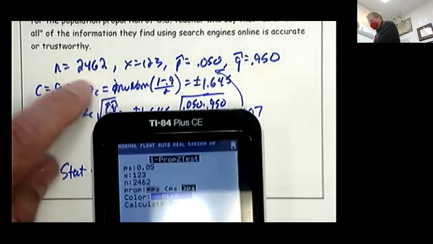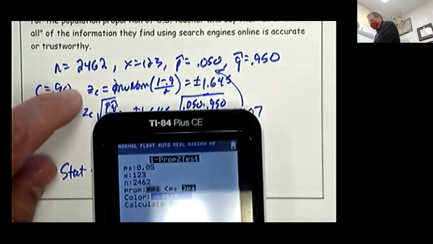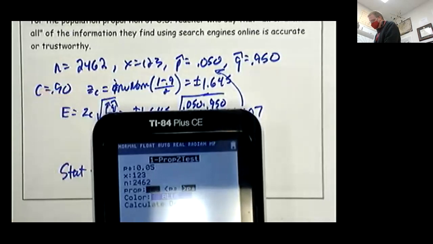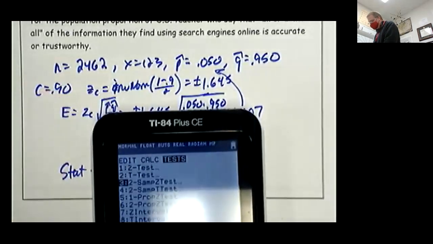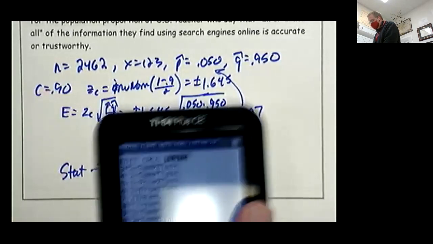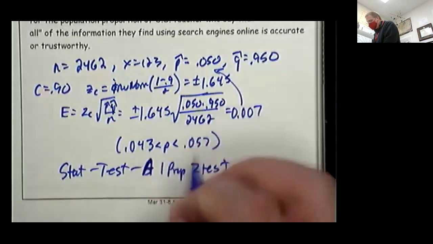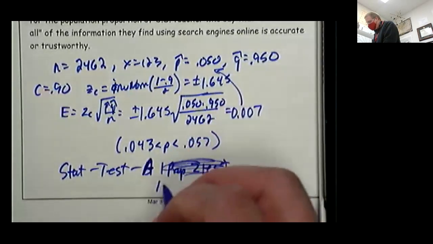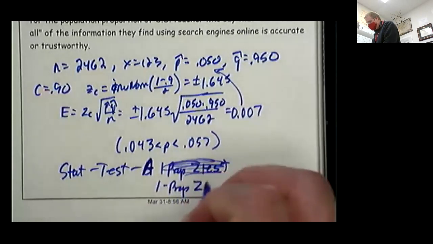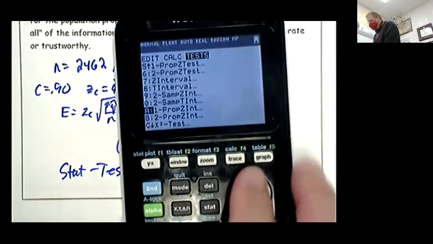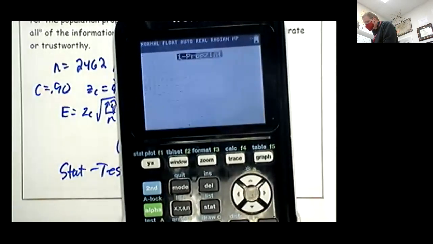And then now what do we want? Not equal to, greater than, or less than. I am using the wrong option. I should have checked that one to start. Stat test, I want z interval. So we want option A, 1 proportion z interval. I messed that one up. Sorry about that.